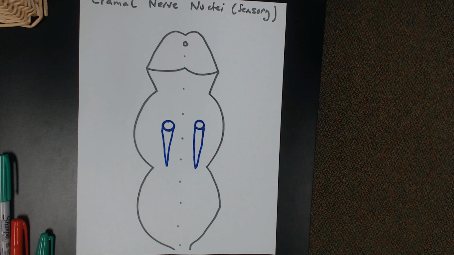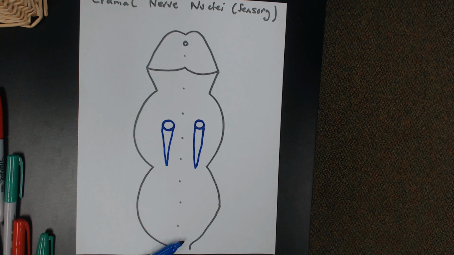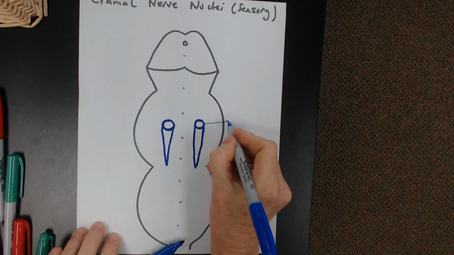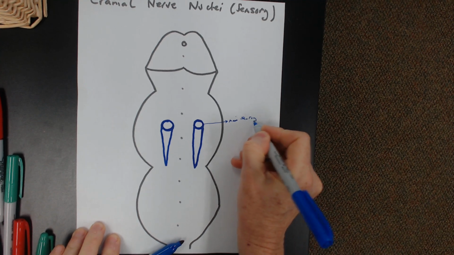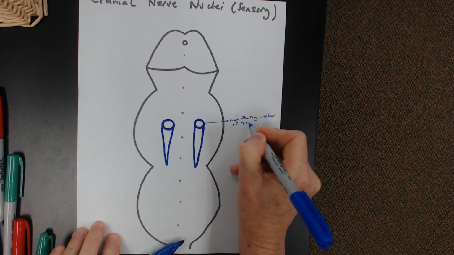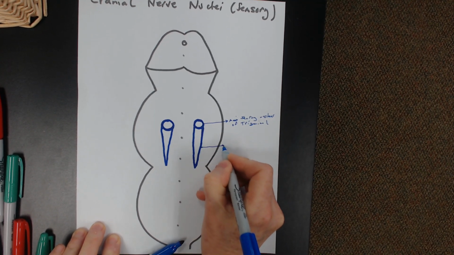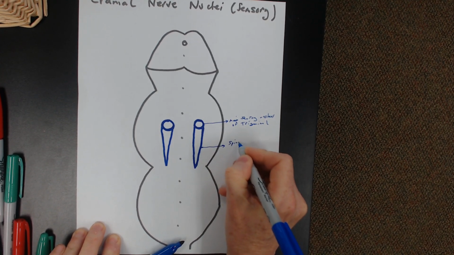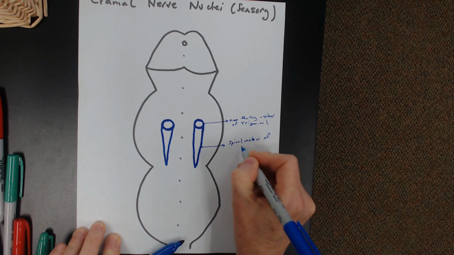Whatever cranial nerve is doing it, it's going to use these nuclei, and these are known as your main sensory nucleus of trigeminal, and then down below, this is your spinal nucleus of trigeminal.